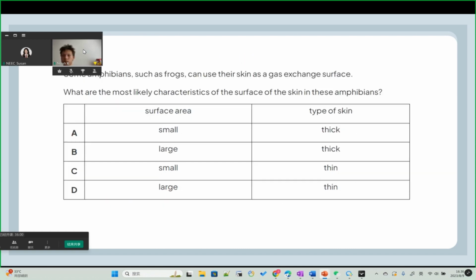How about this question? Large surface area, thin skin. So what are the benefits? Large surface area, so high rate of diffusion. Thin skin means, well, less space for air to travel through, also high rate of diffusion. So just larger surface area and shorter diffusion distance, right?